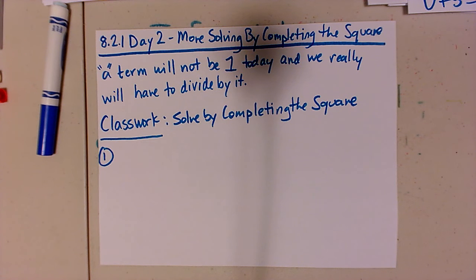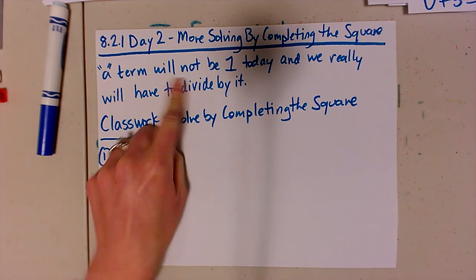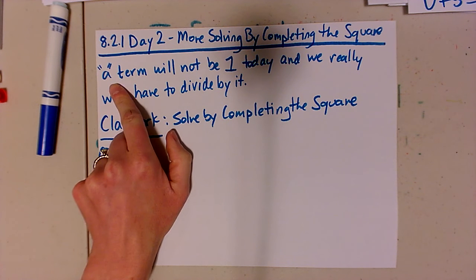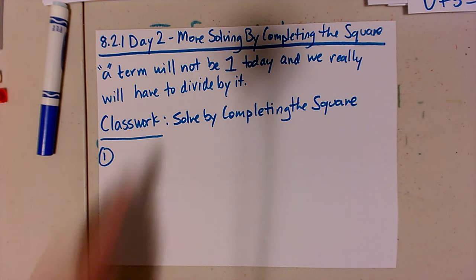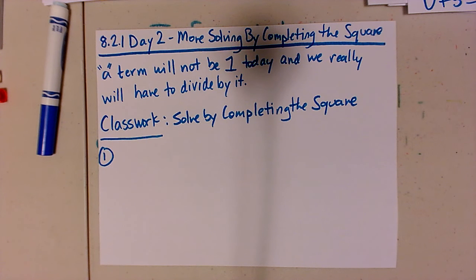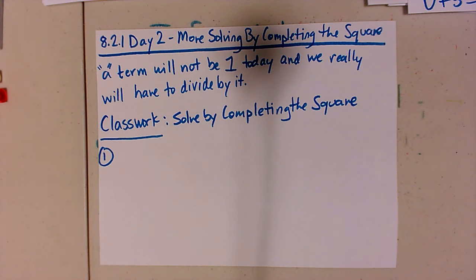In all of the examples that we're doing today, the a term, which is the coefficient on your first term or your squared term, will not be 1. And so we really will have to divide by it. It could be some number like 2, 3, 4, 5, whatever. When we do divide by it, it will change our numbers. But everything else is going to stay the same. So we'll jump right into the classwork and do these examples.